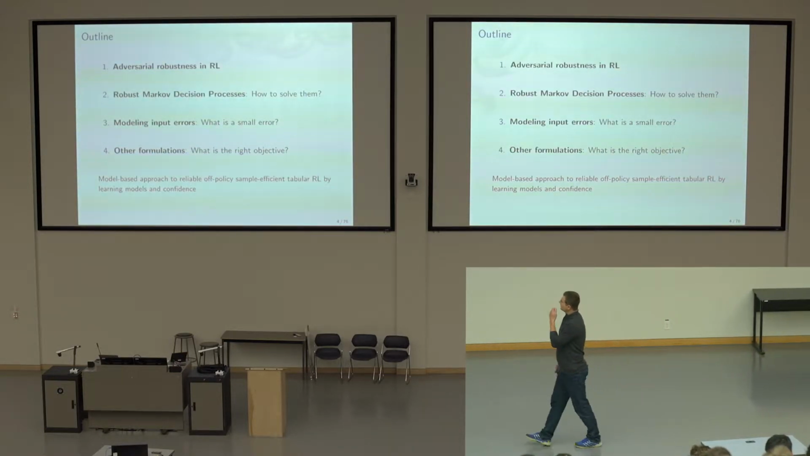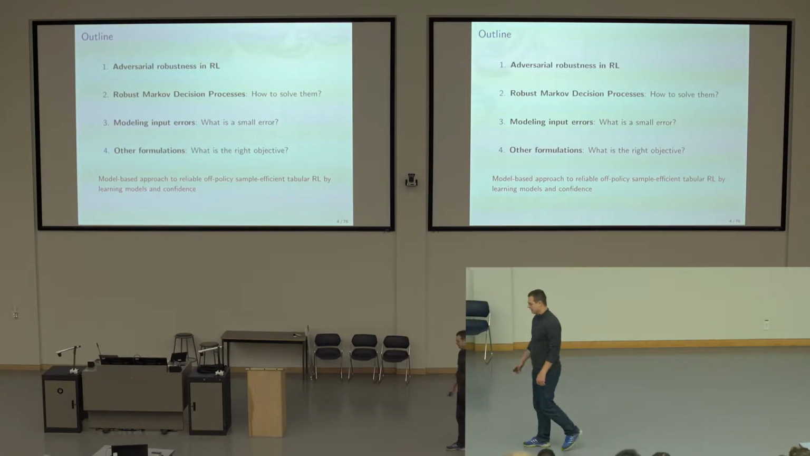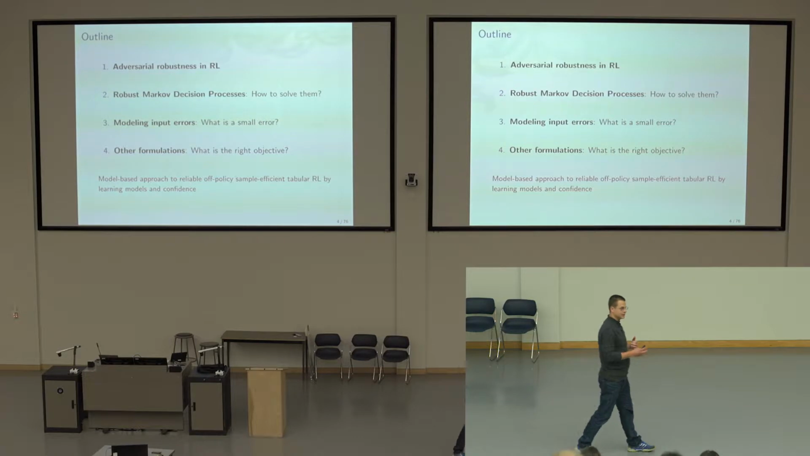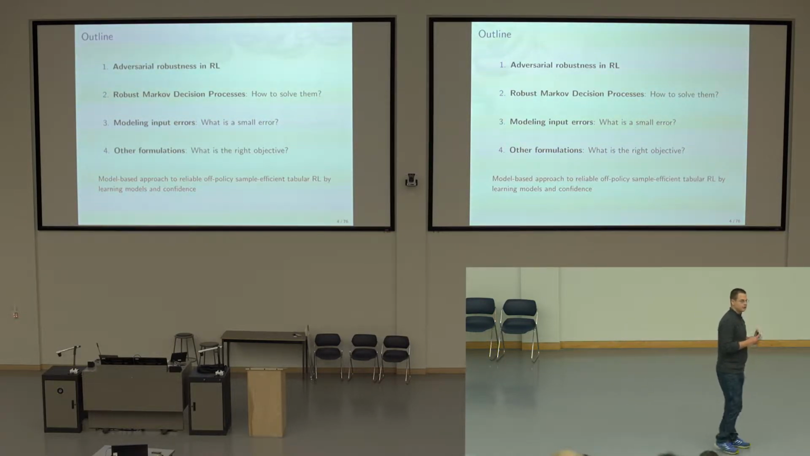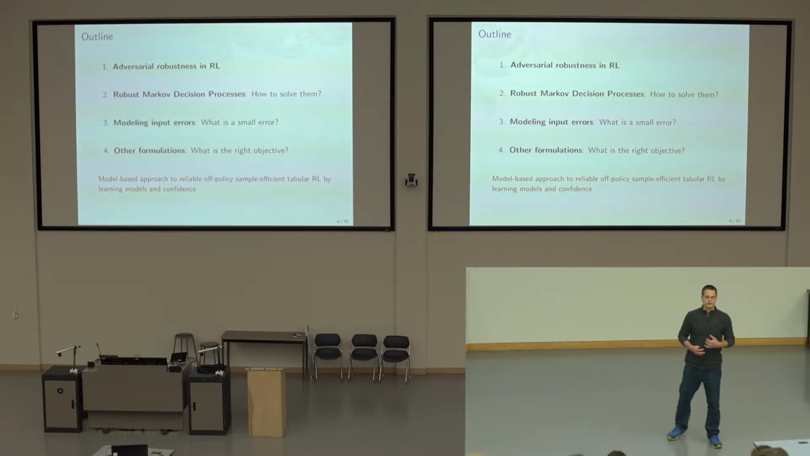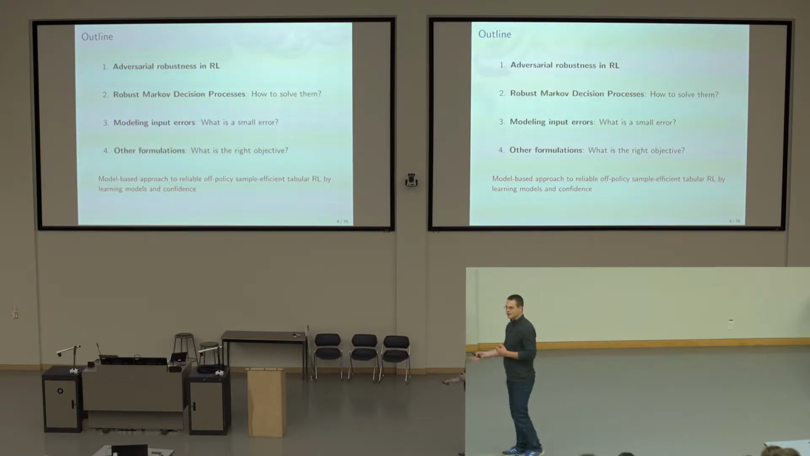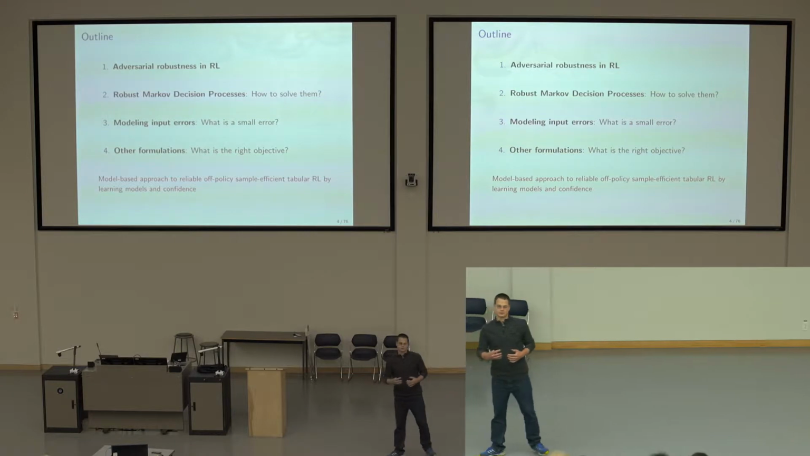So this is the outline of the talk. I'm going to kind of go backwards. First, in the first two parts, I'm going to give you tools that we'll need to compute these robust solutions. And then I'll go back and talk about where the robustness comes from.